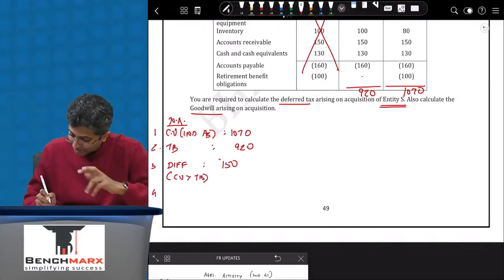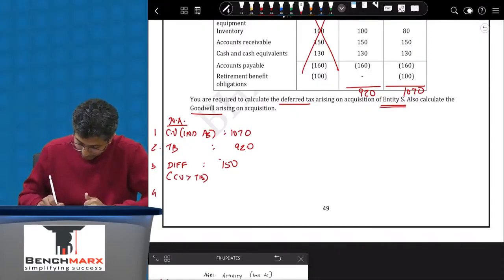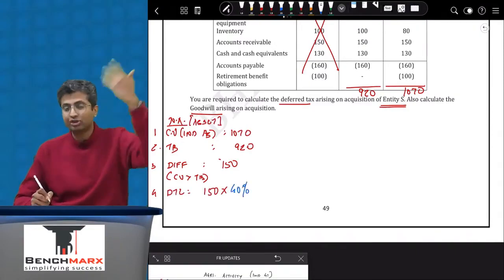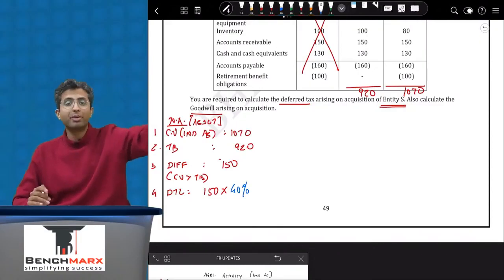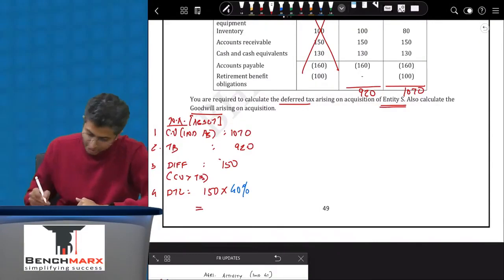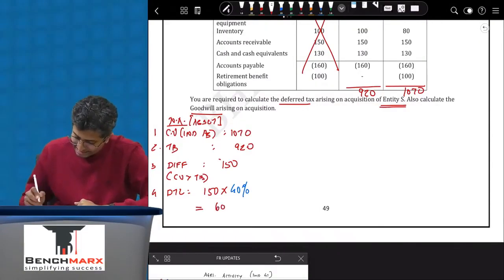Whenever the carrying value is greater than the tax base, the answer is always opposite. So if it's an underlying asset, it will create a deferred tax liability. So this is a DTL, which is 150 into, what is the tax rate? Well, if you have to pay tax additionally at a future date, this will be paid at the rate of 40%. And as a result, this is 150 into 40% will come to 60, which is a DTL.